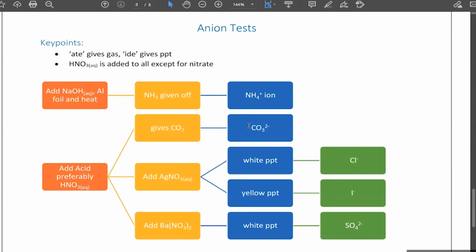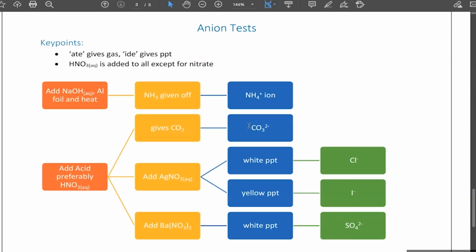Of course, sulfate is there. Now, we also add nitric acid to all of them just to make sure that carbonates, if there are any, are destroyed and they give carbon dioxide. So nitric acid is added to all of them except nitrate. Why? Because if you are testing for nitrate, you can't introduce nitrate yourself. So let's just get that out of the way.